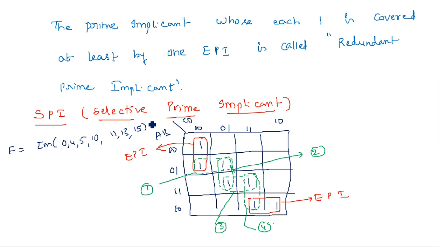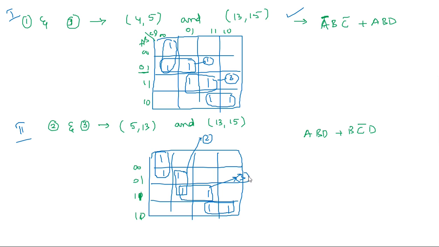See here, this is a selective prime implicant. Selective prime implicant means we can take this one or this one for mapping this one. And similarly, for mapping this particular one, we can take this mapping or this mapping. We cannot take both. Then it will become a redundant prime implicant. Okay, we can select any one prime implicant. That's why it is known as selective prime implicant. So it may be either first case, second case, or third case. You can take any one of these three cases, not all three. If you take all three, then it will become redundant prime implicants.